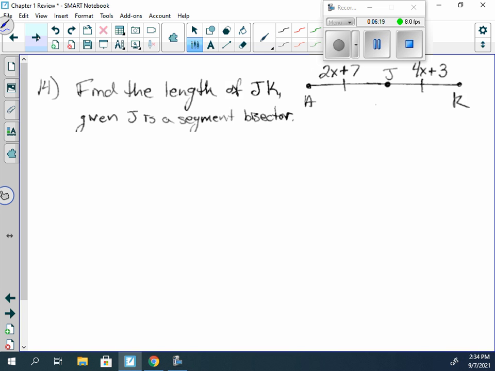Find the length of JK, given J is a segment bisector. Since it's a segment bisector, it does what? It cuts it in half. So 2x plus 7 is going to equal 4x plus 3. And if I want to find the length, I just need to solve for the value of x and then plug it back in.